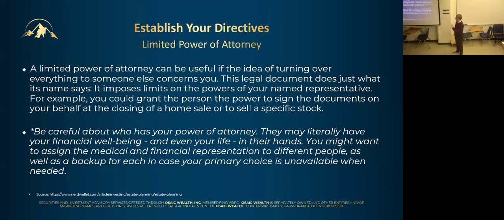So be careful about who has your power of attorney. They may literally have your financial well-being and even your life in their hands. You might want to assign the medical and financial representation to different people for several reasons, as well as a backup for each of those in case the primary choice is not available when needed. Because if your financial power of attorney is not available, if they happen to be on vacation when you get incapacitated and they're halfway across the world, it's going to be hard for them to get communicating with who needs to be communicated with to affect whatever it is that needs to happen. So have backups and really consider how these decisions are going to be impacting each person.